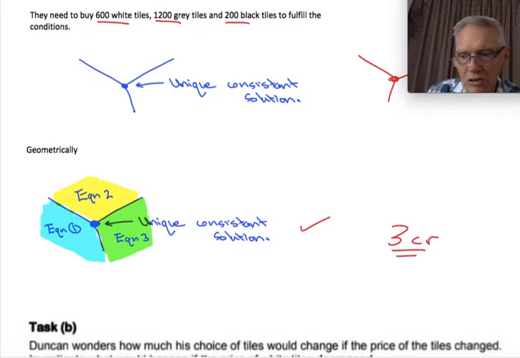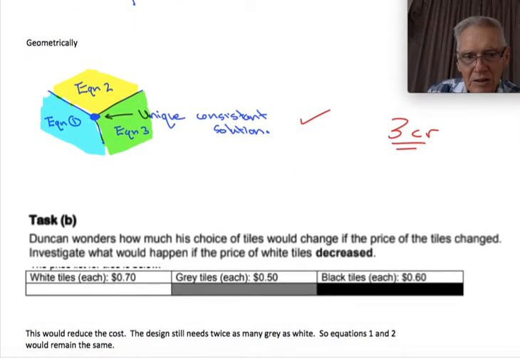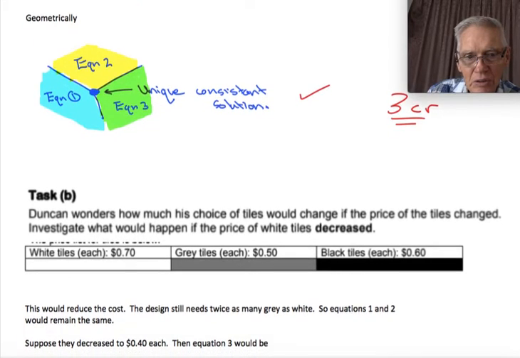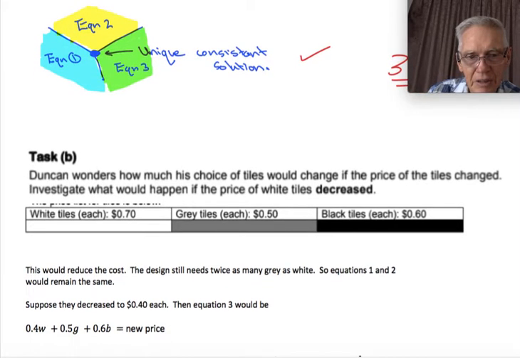Then we're going to go on to task B, and task B is this one here. We're looking at these here. What will it cost? Equations 1 and 2. Suppose they decrease to 40 cents, then equation 3 would be a new price. So they decrease the price to 40 cents, then equation B would be 0.4, 0.5, 0.6 equals the new price. Now, because they decreased the price and they're tiling the bathroom, they wouldn't need to adjust the number of tiles they did. It would just affect the price.